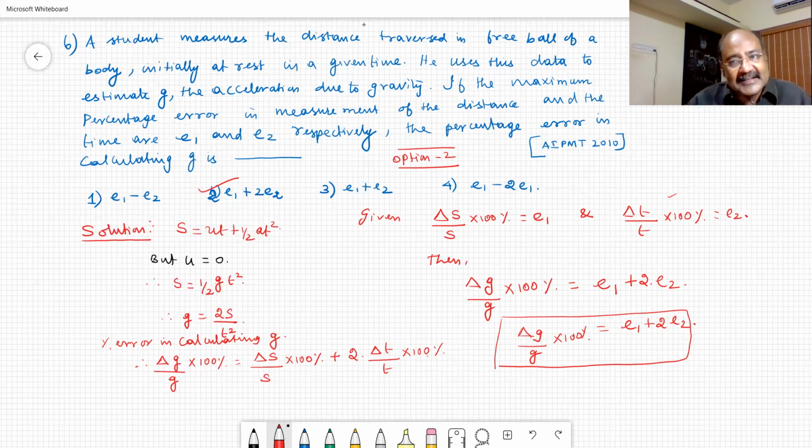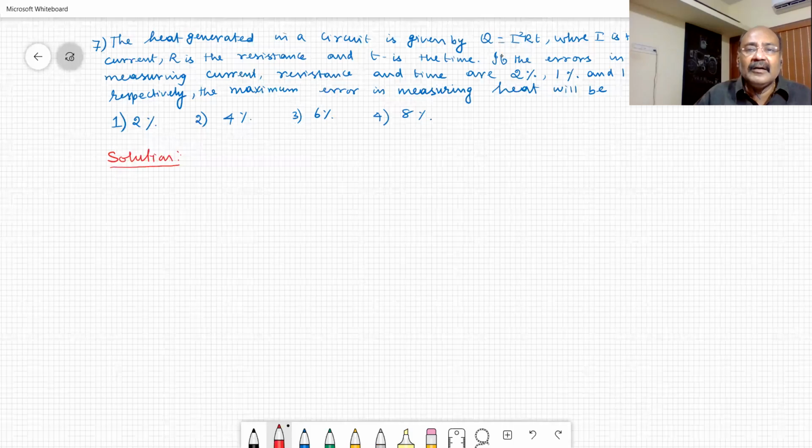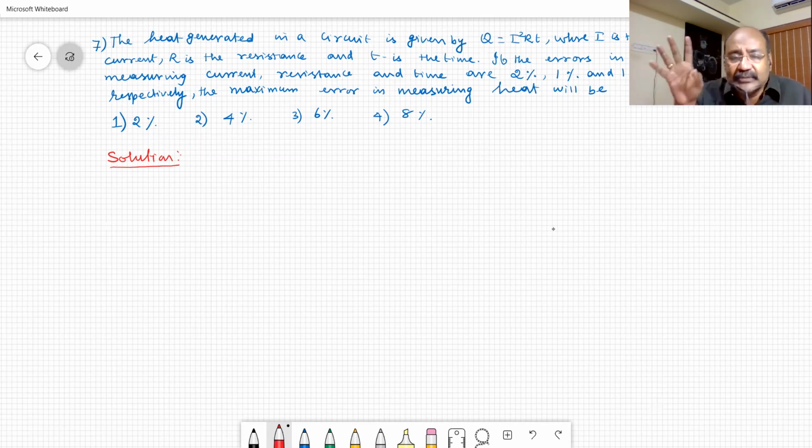Now let us move on to the next problem, problem number 7. The heat generated in a circuit is given by Q equal to I square R into T, called Joule's law of heating, where I is the current passing through the conductor, R is the resistance of the conductor, and T is the time for which the current is passing through. If the errors in measuring the current, resistance, and the time are 2%, 1%, and 1% respectively, the maximum error in measuring the heat will be.